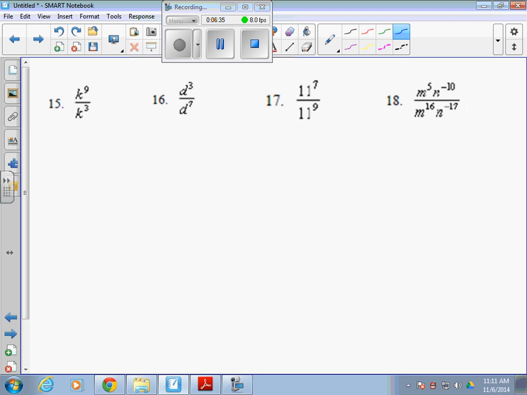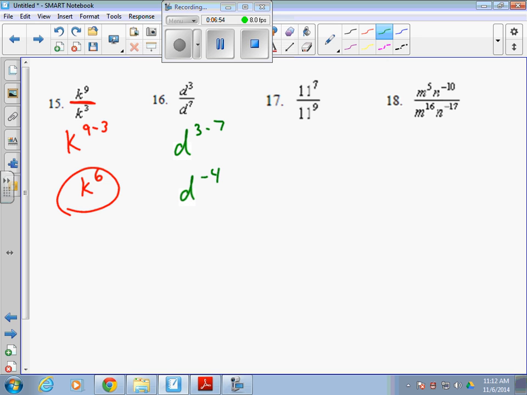Number 15, again, same base. You're dividing. Division goes with subtraction. K to the 9 minus 3 is k to the 6. Same thing with number 16, except you're going to get a negative. D, you divide the same ones. D to the 3 minus 7 is d to the negative 4.